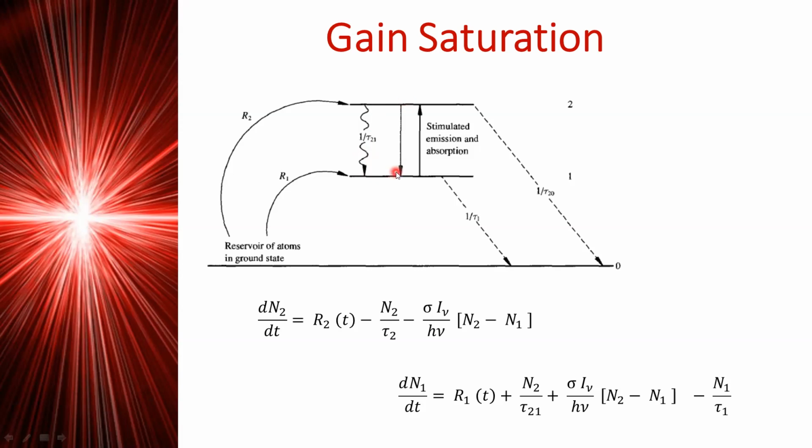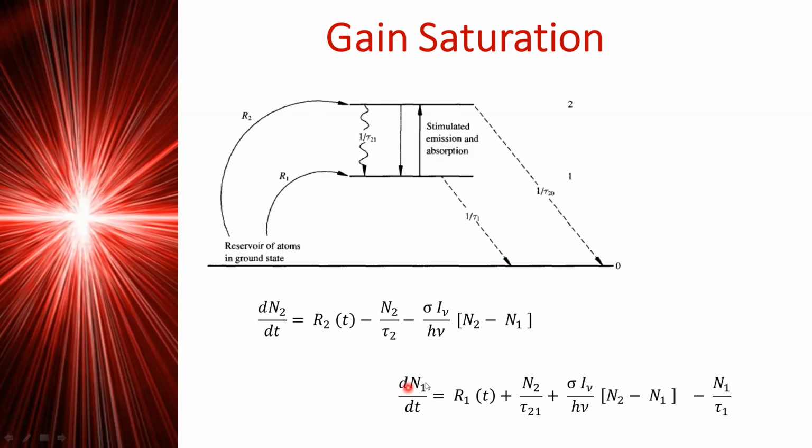Then, what are the negative terms? What are the terms that will act to decrease the population in energy level number 1? Here we have the absorption from 1 to 2, because the absorption means that electrons transfer from here to there, then electrons will decrease in 1. And we have also the spontaneous emission from 1 to 0. So these are the negative terms. Let's now write the equations.